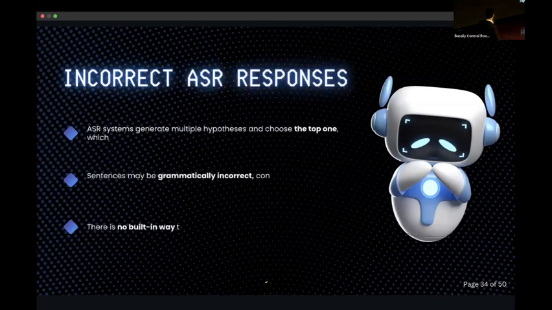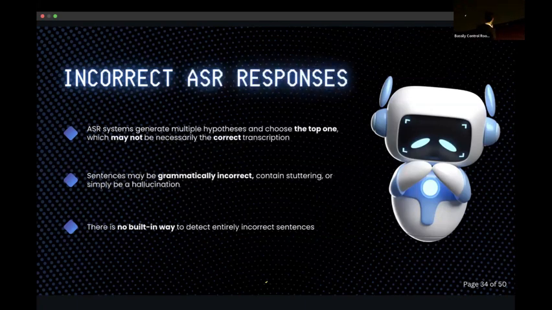But what's the problem with this approach? First of all, it's not guaranteed that the top probable hypothesis is the one that best matches the input file. Second of all, there isn't a guarantee against grammatical mistakes, and there isn't a built-in way to provide a solution for those problems.